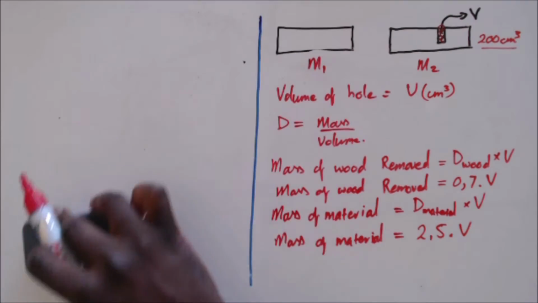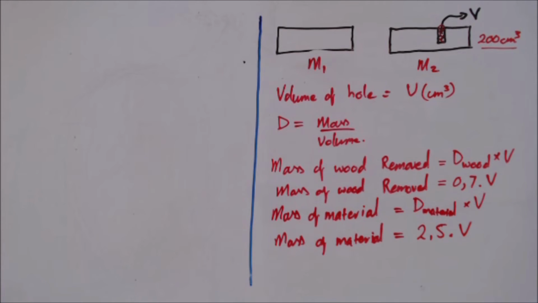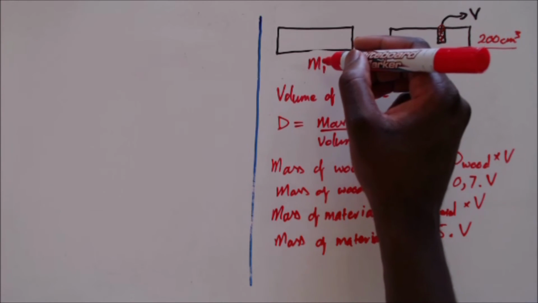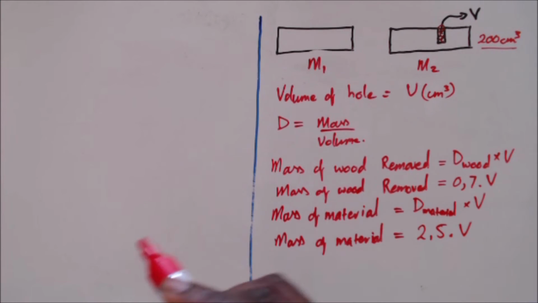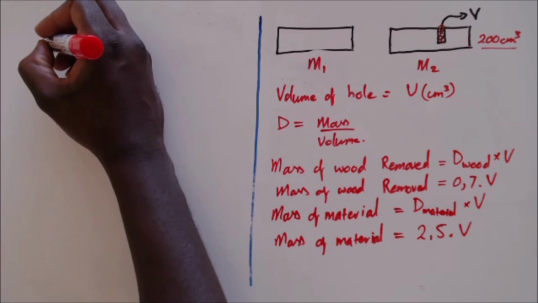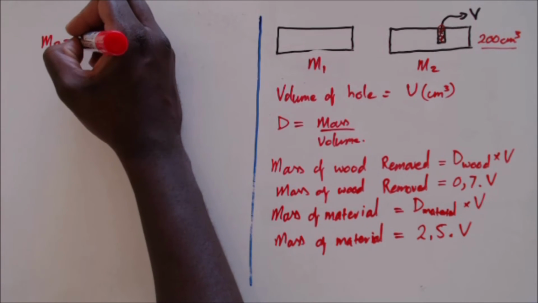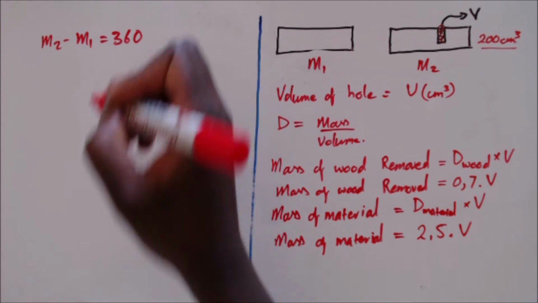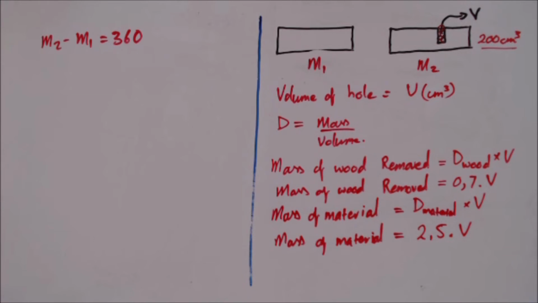I think that we all know what the question is now. And we're going to write down a statement. And this statement is going to help us to understand the calculations themselves. We are told that at the end of all of this, the plank has increased its mass by 360 grams. So if we take the final mass M2 and we subtract the initial mass M1, we should get an answer of 360. So we can write that M2 minus M1 is equal to 360. That is information that we're given in the question.